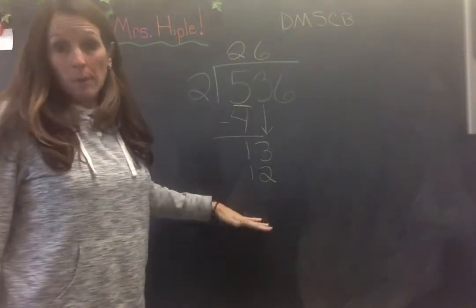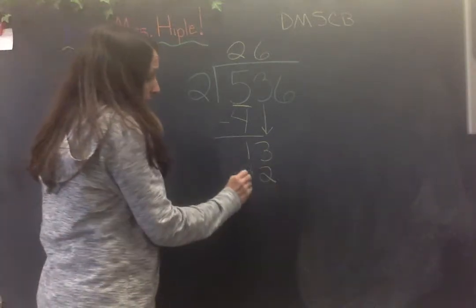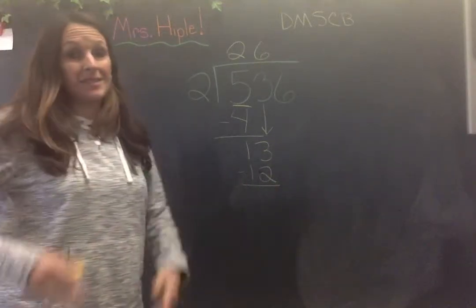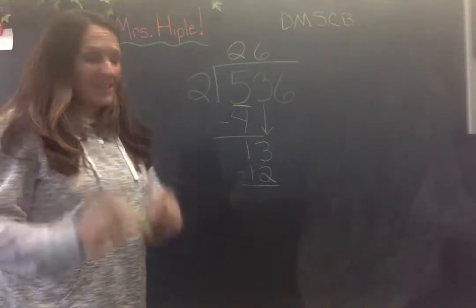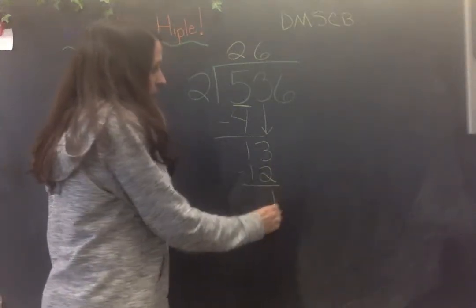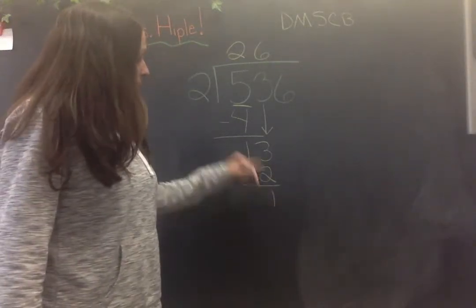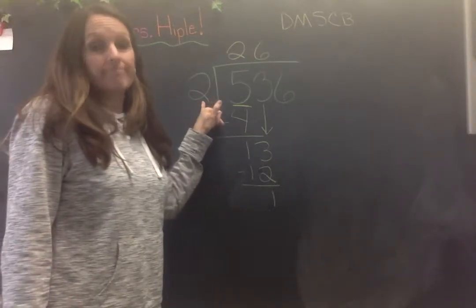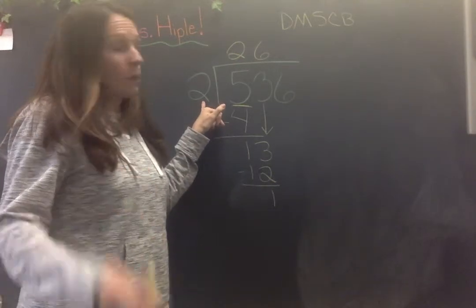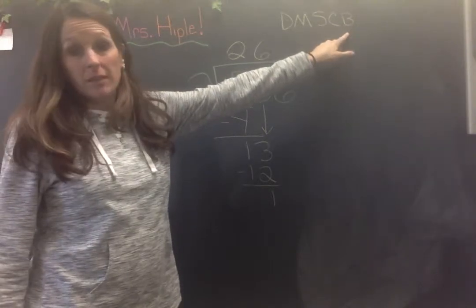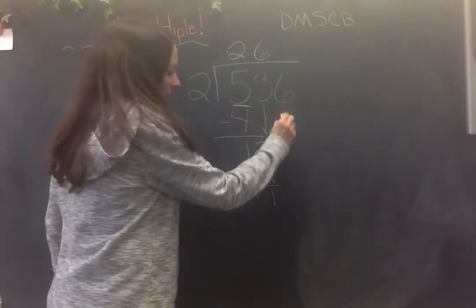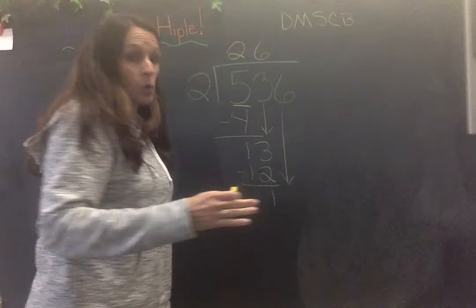Subtract. Remember, I'm working from the bottom. So 13 minus 12 is 1. Let's check. Is 1 less than 2? It is. So I can keep going. Now I bring down. Do you see the pattern? Remember, math is about rules and patterns.